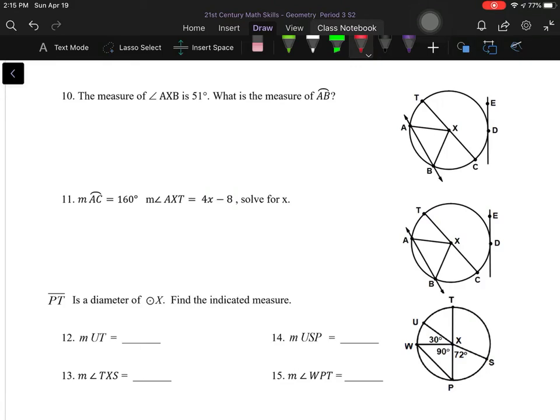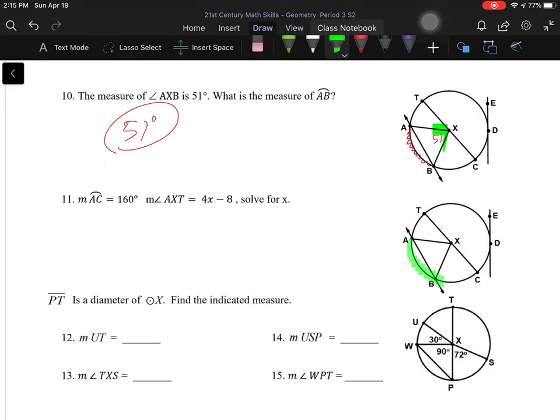Number 10, the measure of angle AXB is 51 degrees. What's the measure of arc AB? If I highlight AXB, that's that angle right there, and they want to know the measure of arc AB. Because the angle AXB falls on the center of the circle, it's called a central angle, and therefore the arc measure is the same as the angle measure.